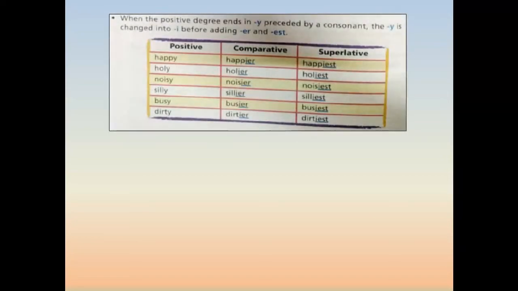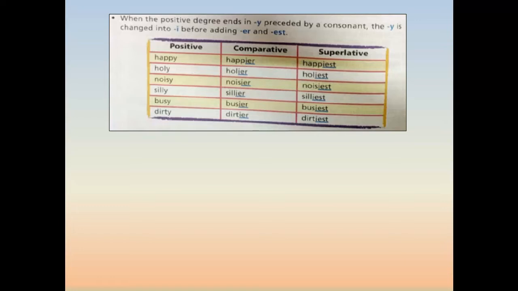Let's read this. When the positive degree ends in Y preceded by a consonant, the Y is changed into I before adding ER and EST. So if you have an adjective whose last letter is a Y, and before the last letter you have a consonant. What is a consonant? Apart from vowels, all the other 21 letters that we have are known as consonants. Vowels are A, E, I, O, U. Apart from that, whatever you have, they are all consonants.